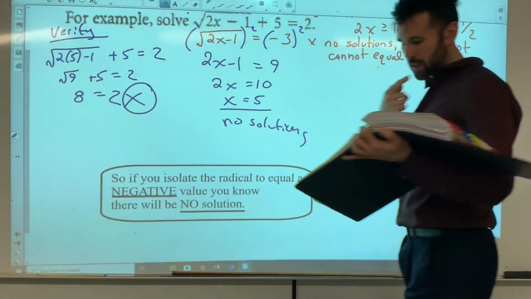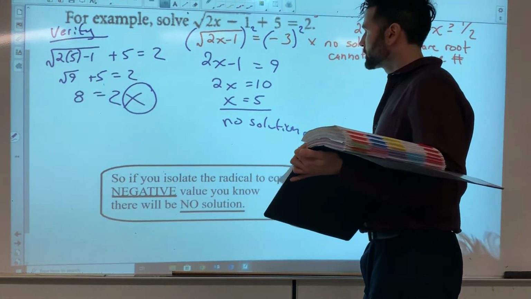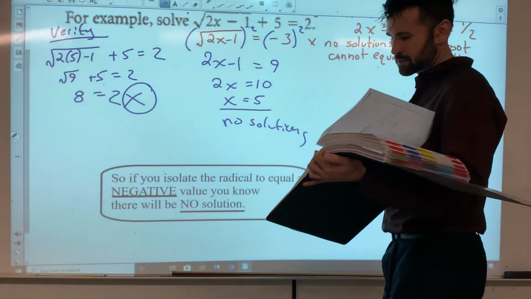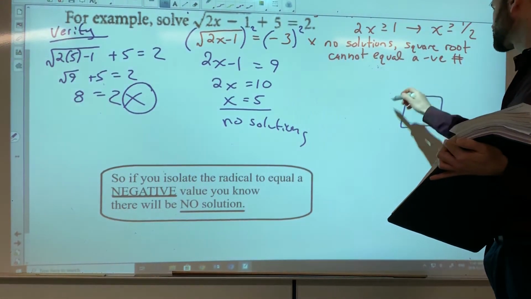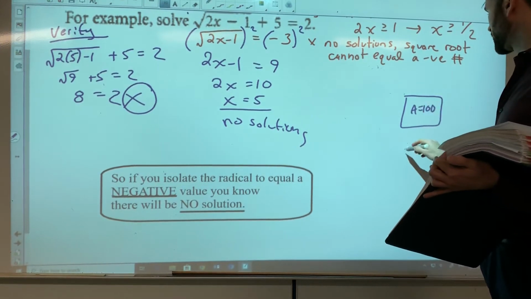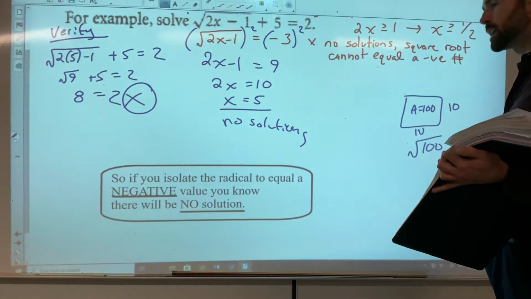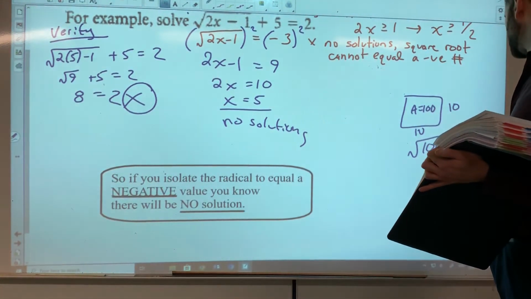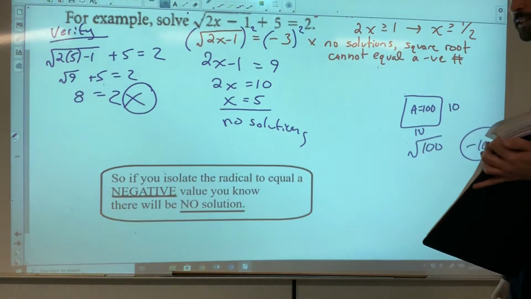Yes, sir? Why can't the root equal a negative? Well, it's a square root. Square roots can't equal a negative number. Why not? Well, because it represents the side length of a square, right? So if I say, hey, I got an area of 100, when I do the square root of the area, it's giving me the side length of the square, which is 10, right? So what does it mean to have a side length of negative 10?